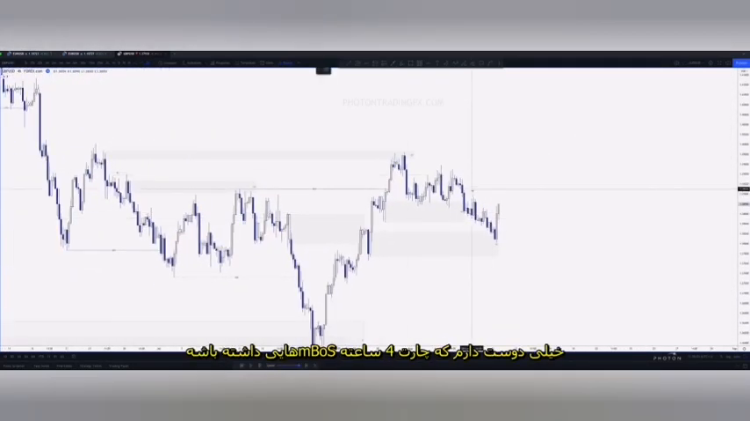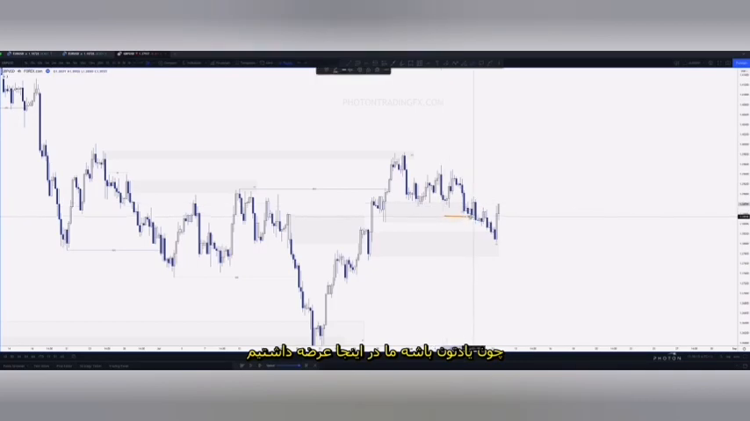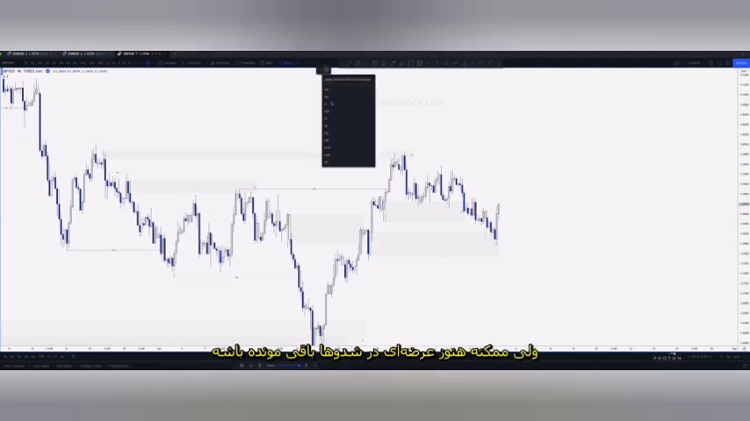But really what I'd want to see is the 4 hour start to get those minor breaks of structure and break those last areas of supply, because remember we had this point of demand here, price reacted and then pushed down. We did mitigate some of that supply, but there could be enough supply left within those wicks.